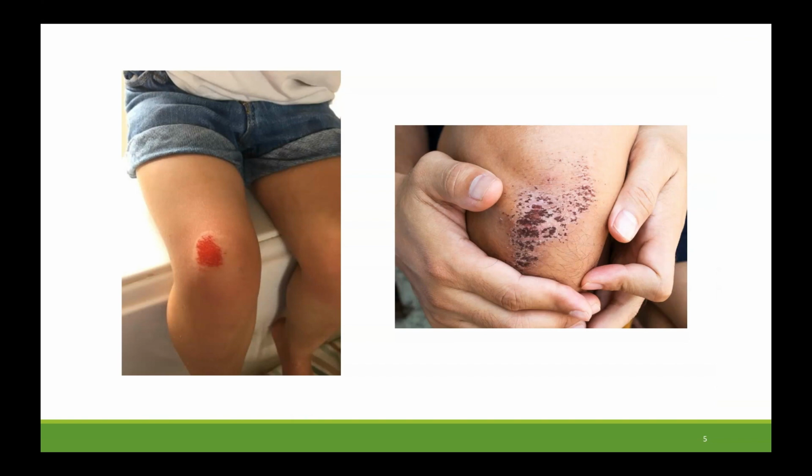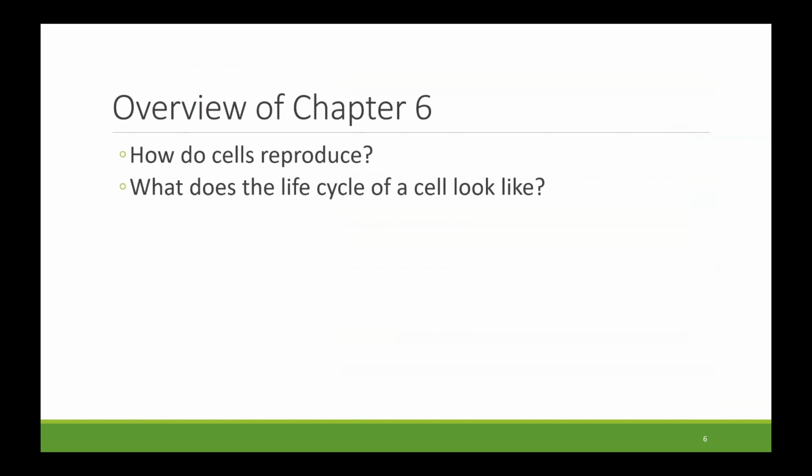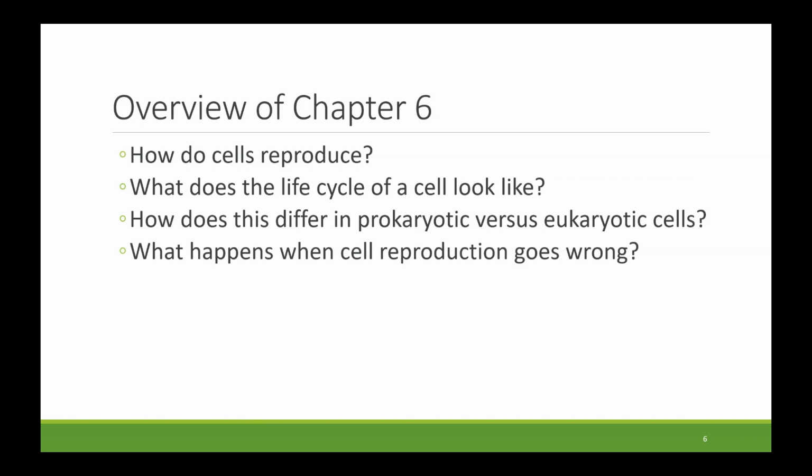So in this chapter, what we are tackling is we're going to talk about how that process works. We'll look at how cells reproduce, what the life cycle of a cell looks like, how this is different in prokaryotic versus eukaryotic cells. Remember those guys from back in chapter 3? And then finally, we'll look at what happens when cell reproduction goes wrong.